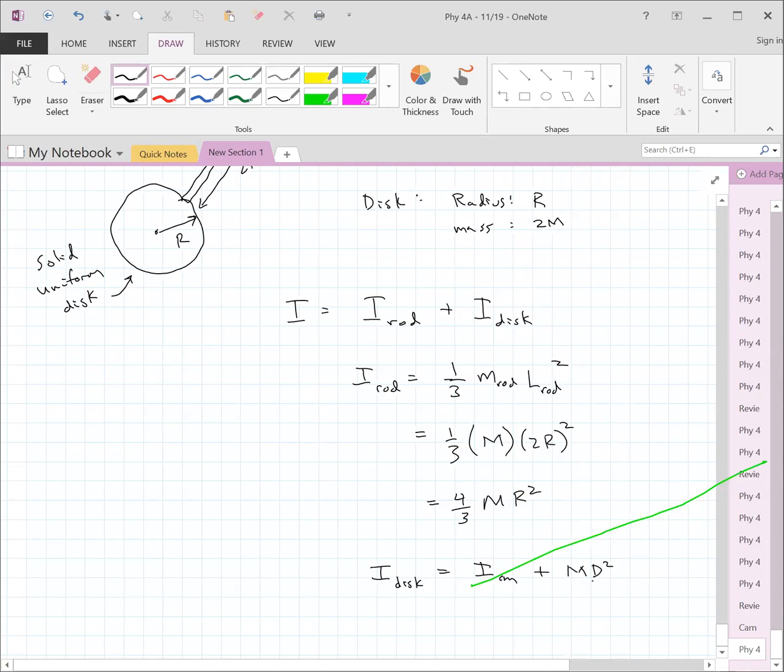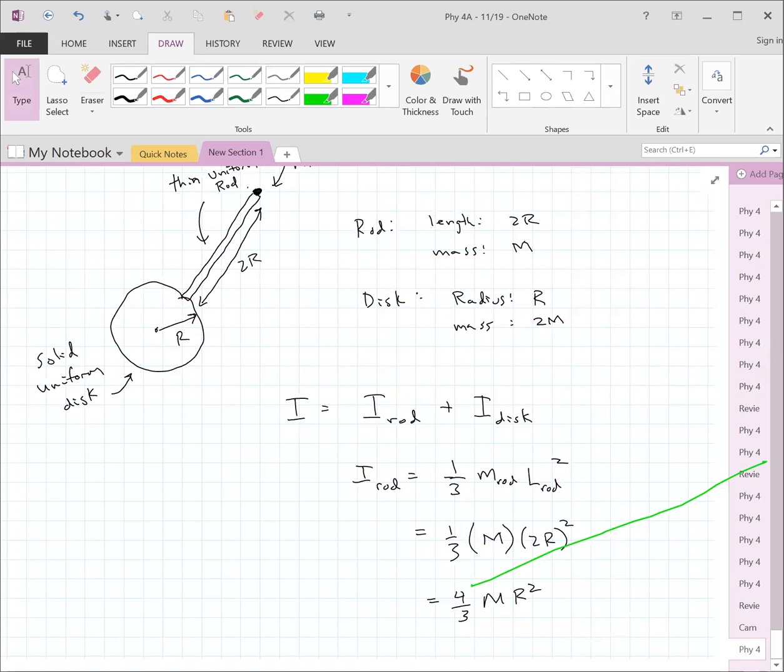Because you look up on your formula sheet the disk rotating, and they don't have this disk rotating about an axis way off to the side. They have it rotating about an axis right through the center of the disk. But this axis is parallel to the one that goes through the center of the disk.